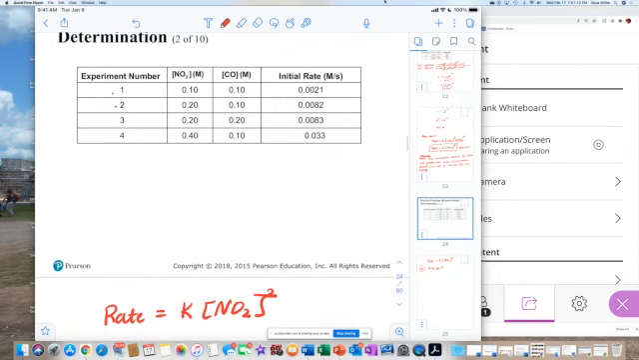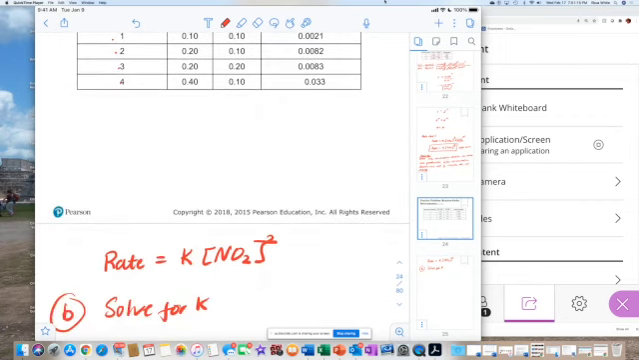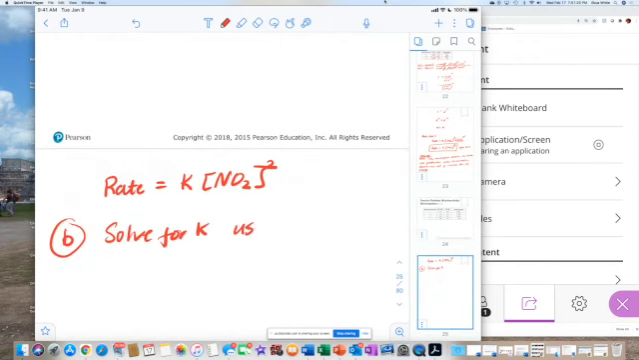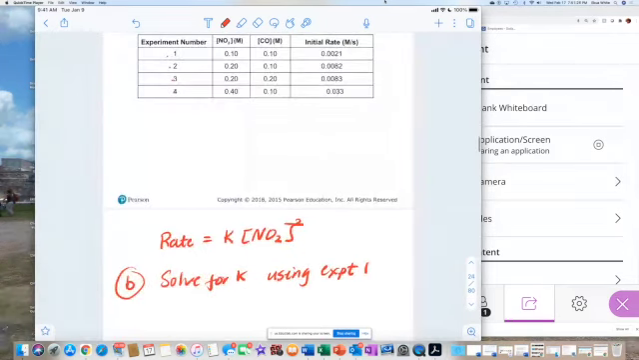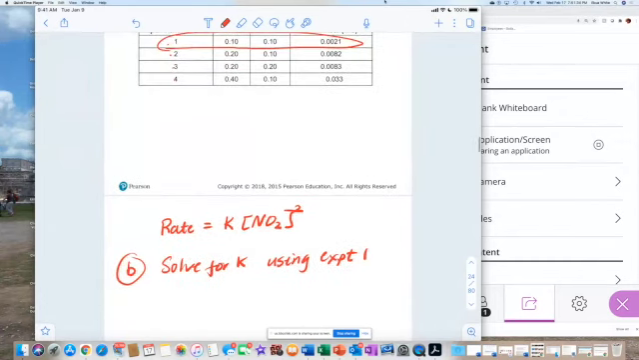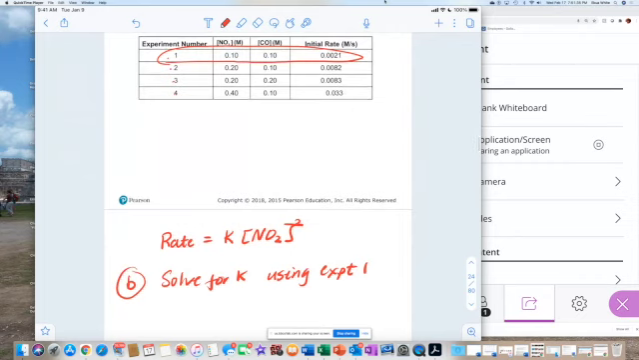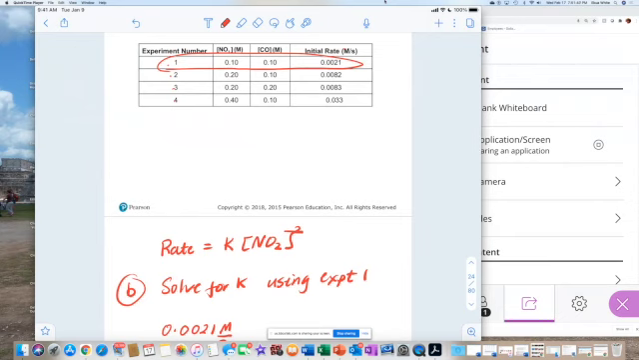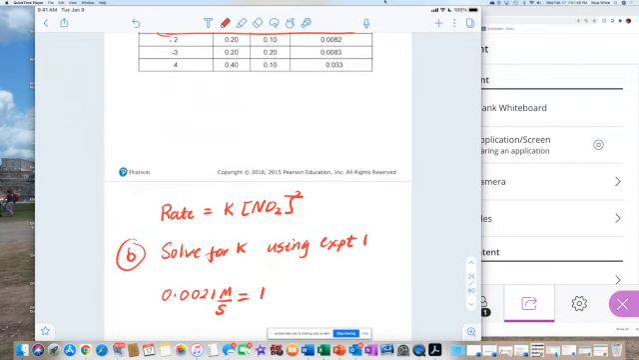You have 4 experiments to pick from to get your numbers. Pick any one. I tend to like the easiest one, which is the first one. You can use any of the experiments provided. I'm going to use experiment 1, and I'm going to use these numbers right here. So my rate is the number on the right, 0.0021. Don't forget the units. Units matter in chemistry. Molar per second equals K.